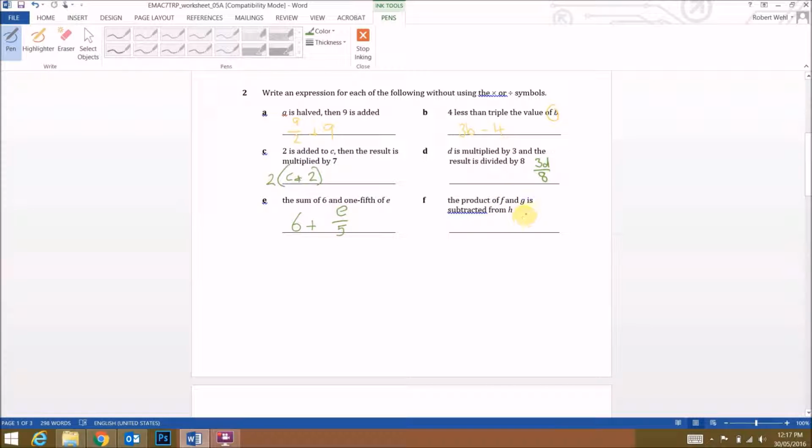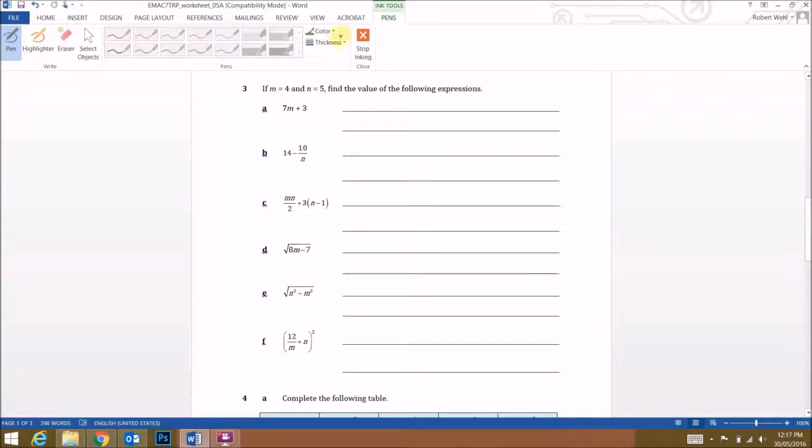The product of F and G is subtracted from H. So we're going to have H minus FG, because we're multiplying those two together. And that is that one.